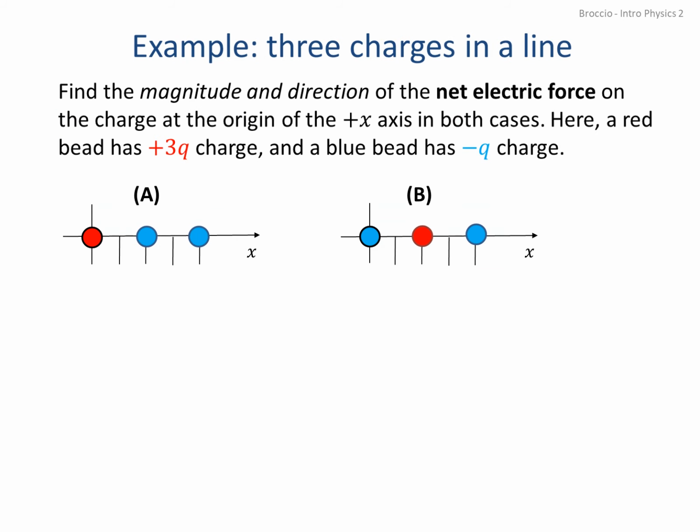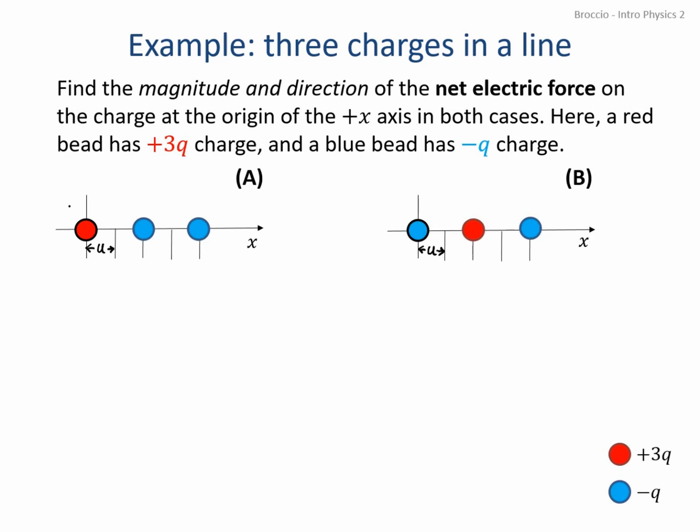To begin with, let's look at a simple example of 3 charges in a line, a one-dimensional setup. Find the magnitude and direction of the net electric force on the charge at the origin of the x-axis in both cases. Here, a red bead has a 3q charge, and a blue bead has a negative q charge, where q is some reference charge value. Let's start with setup A. We will symbolically call u the unit of the x-axis. We label the charges q0, q1, and q2.